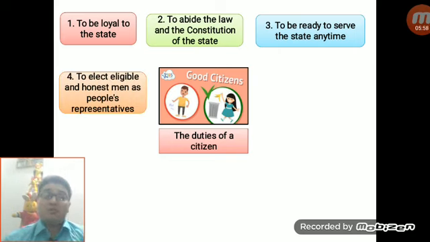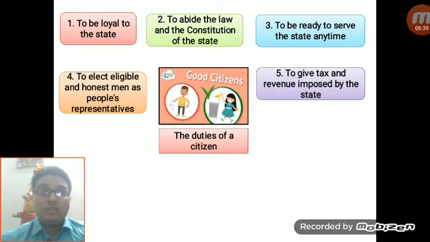So dear students, now I am going to discuss the next point, that is to elect eligible and honest men as people's representatives. This is a vital duty of a citizen. A citizen will elect a competent candidate in all types of election. This is one of the duties of a good citizen. As citizens, we will try to elect honest and most competent candidates as our representatives.